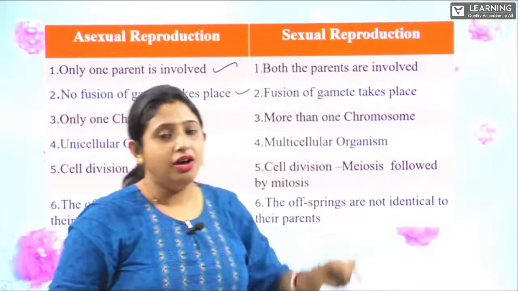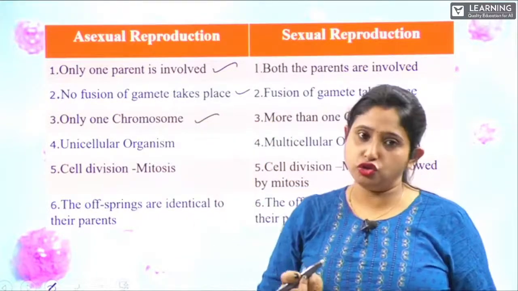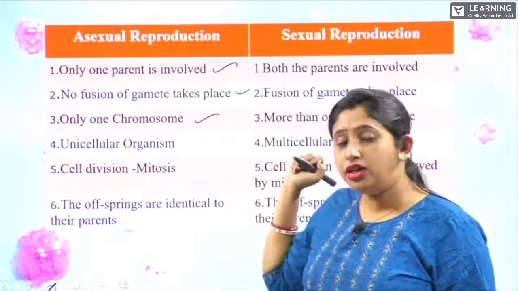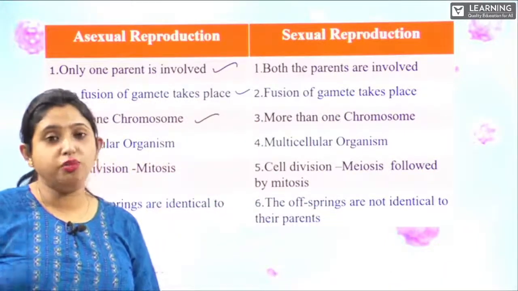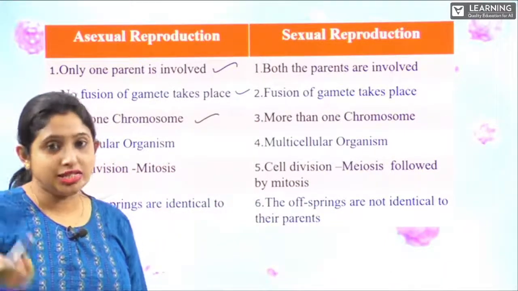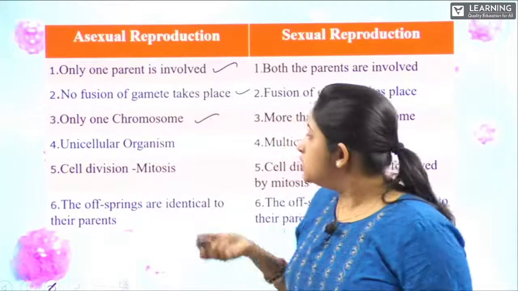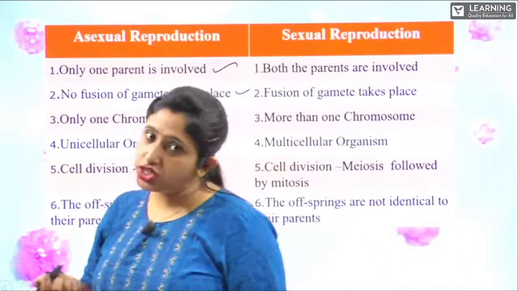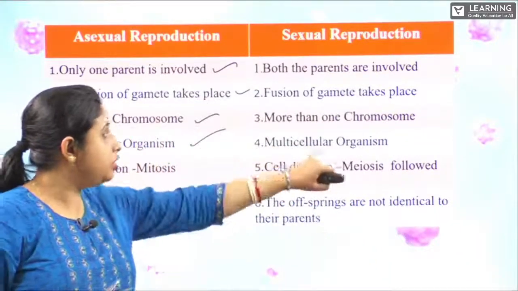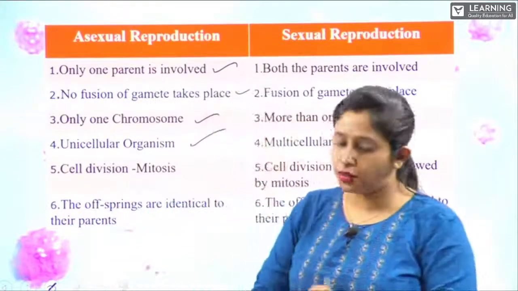Only one chromosome, right? And they have more than one chromosome. Like in the case of human beings, we have 46 chromosomes, right? That is 23 pairs, isn't it? So unicellular organisms show asexual reproduction, whereas multicellular organisms show what? They show sexual reproduction.